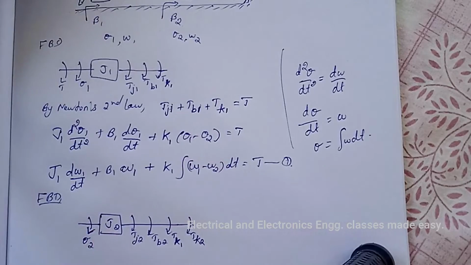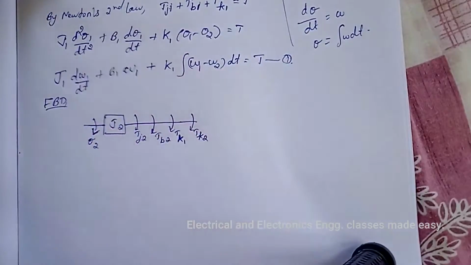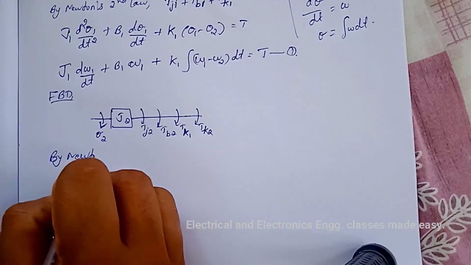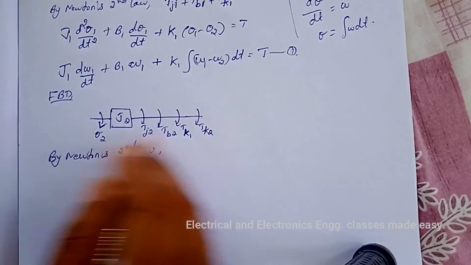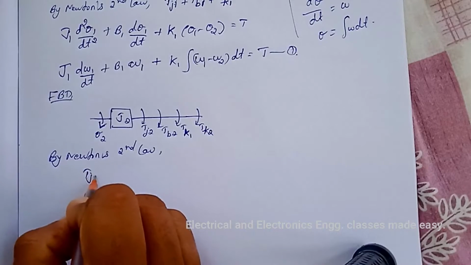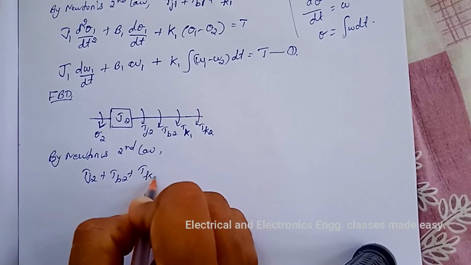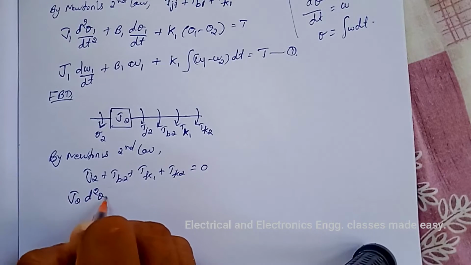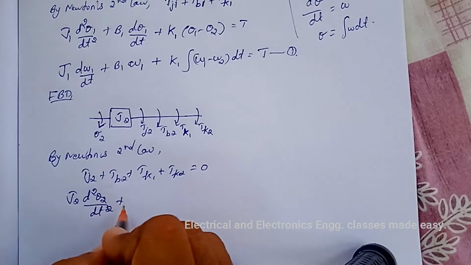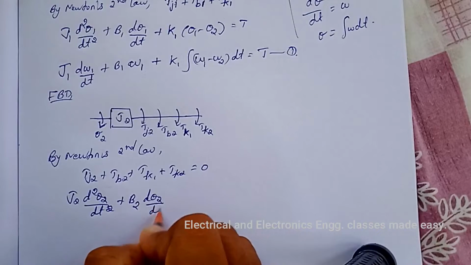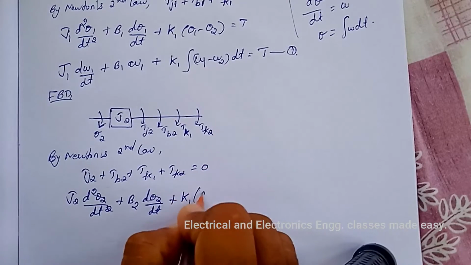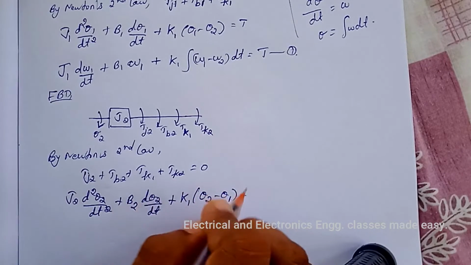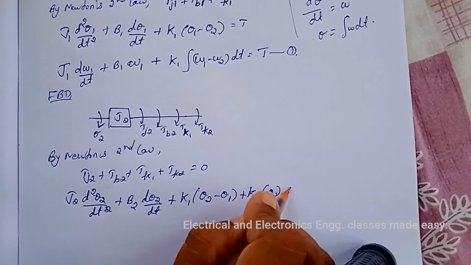Now by Newton's second law, we can write Tj2 plus Tb2 plus Tk1 plus Tk2 equal to 0, and Tj2 is J2 into d square theta 2 divided by dt square, plus Tb2 is b2 into d theta 2 divided by dt, plus Tk1 is k1 into theta 2 minus theta 1, because k1 is in contact with both J1 and J2, then plus Tk2 is k2 into theta 2, and that is equal to 0.